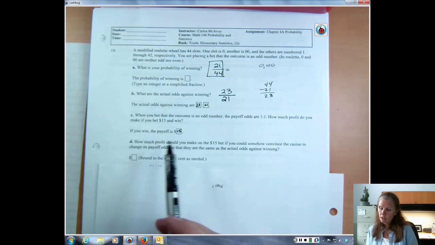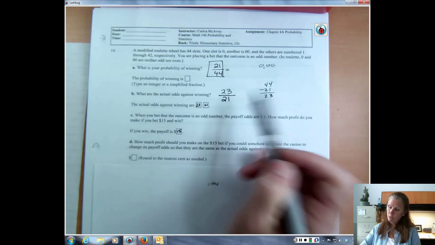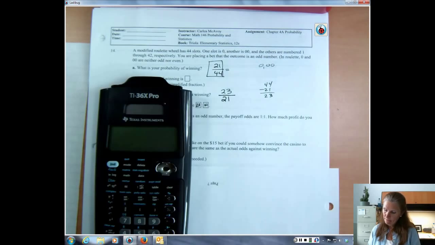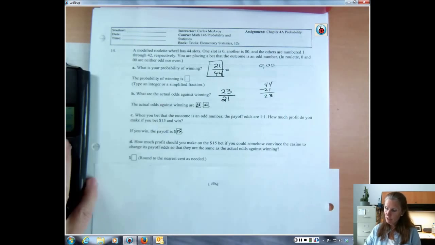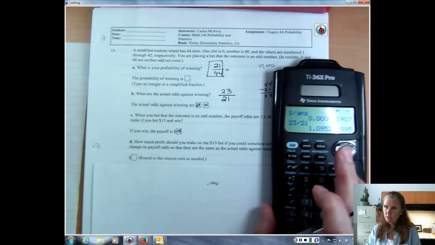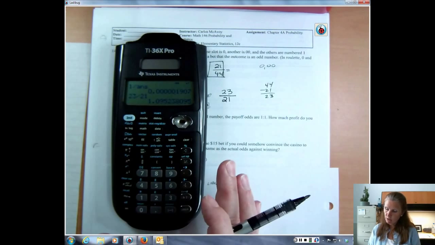The question they're asking here is how much profit should you make on the $15 bet, if you could somehow convince the casino to change its payoff odds so they are the same as the actual odds against winning. Well, if we took 23 divided by 21, I'm kind of going out on a limb here because I don't know the answer to this, but I think this is what I would do. Instead of paying me $15, the 21, that should be about $1.10, right?